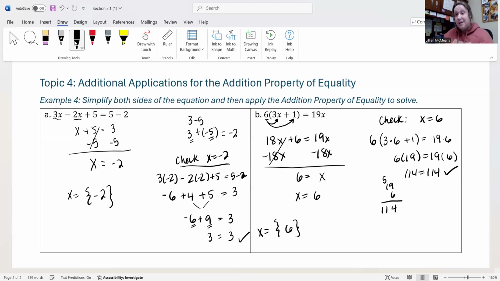Okay, so that's taking just a slightly more complicated equation, simplifying it to where we can then apply the addition property of equality. Okay, so just be on the lookout for that stuff soon because we're going to practice much more complicated equations.